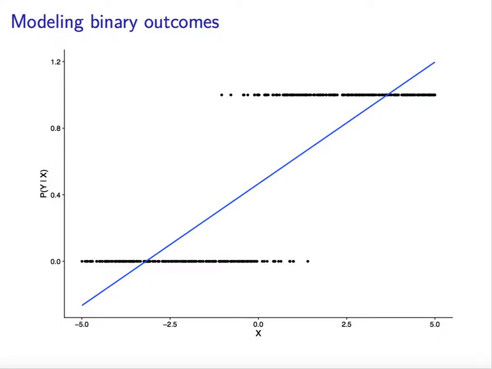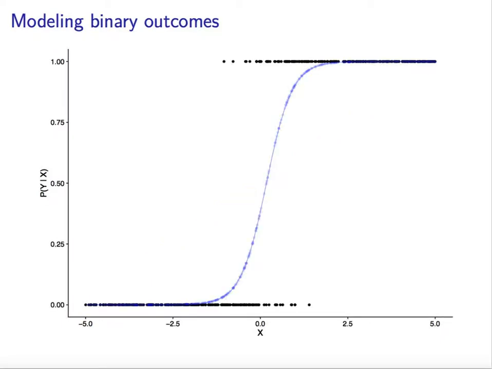If we model this with a simple linear regression, we're going to get this blue regression line. It isn't going to meet several of our regression assumptions, and the predictions are probably not going to be all that useful. The solution is to model the log odds of observing y instead in a logistic regression.